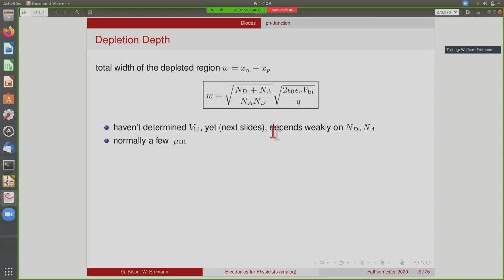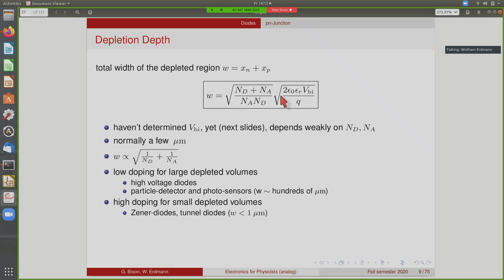But I can already say that the built-in voltage depends only very weakly on the doping. So we can make a statement that this expression is typically only a few micrometers large. And if you look at this term here, you can see that it is a function of acceptors and donors, the square root of 1 over the number of donors plus 1 over the number of acceptors.